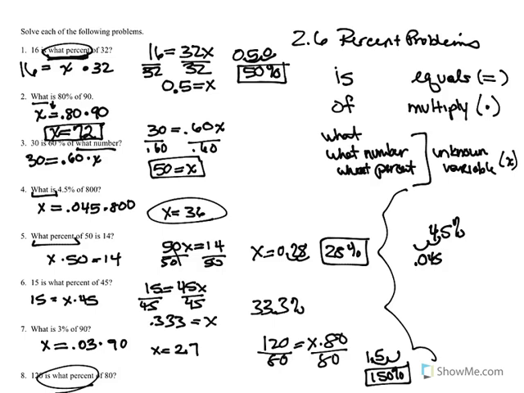Okay, so percent problems. You translate it and then you just solve for your variable. And sometimes your variable is already solved for, so you just simplify as much as possible, right? All right, 2.6.